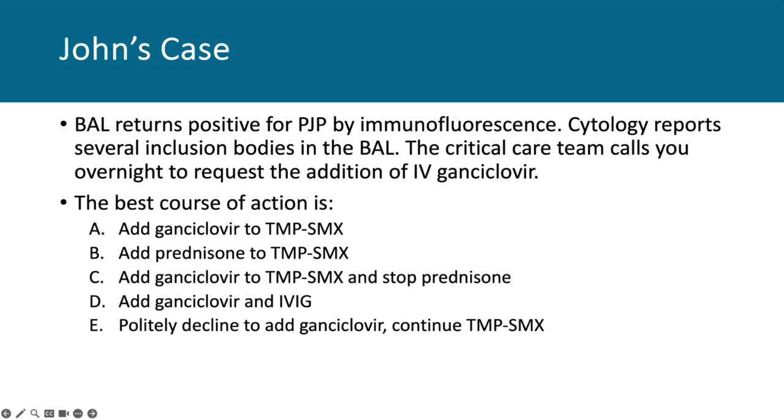For PJP by immunofluorescence, the lab reports several inclusion bodies in the BAL. The critical care team calls you overnight to request the addition of IV ganciclovir. The best course of action is what? This question came from board review.